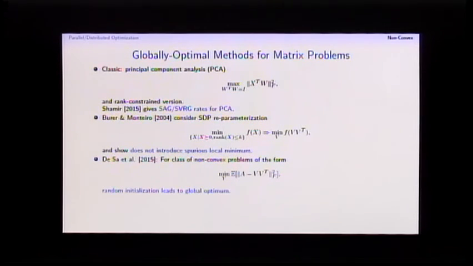And there have been some generalizations of this recently. There was a paper last year that looked at problems of this form, and they showed that if you use some sort of random initialization, you can get the global optimum. And this includes a few problems that people care about.